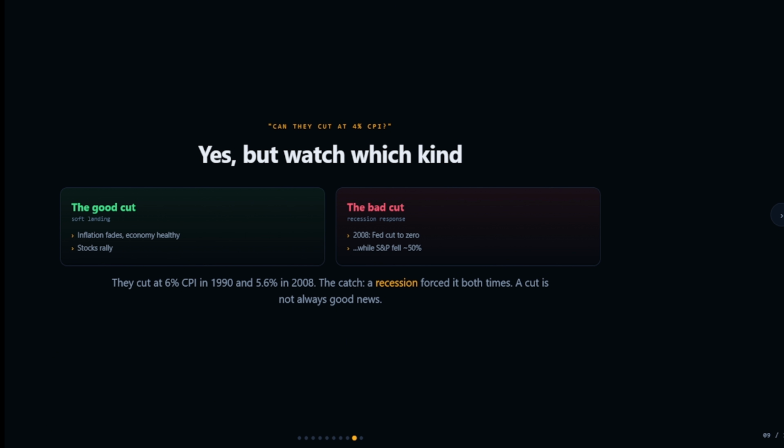The last thing, the big question: can the Fed cut with inflation at 4%? Yes, it's done it in the past, at CPI near 6% in 1990 and 5.6% in 2008. But both times it was a recession that was bigger than the threat that forced it. And that's the key. There are 2 kinds of cuts. There's the good cut, soft landing, stocks rally, and the bad cut, the recession, where in 2008 the Fed cut to 0 while stocks fell about 50%. So a cut isn't always good news, but in regards to tomorrow, it will be slightly different.